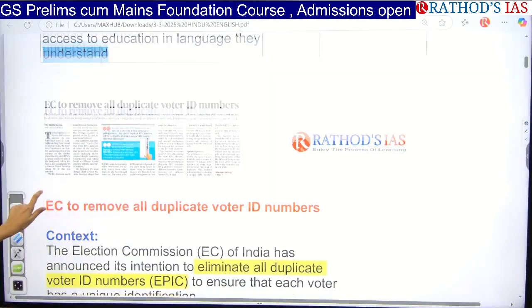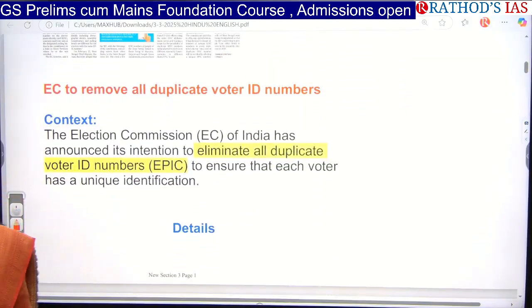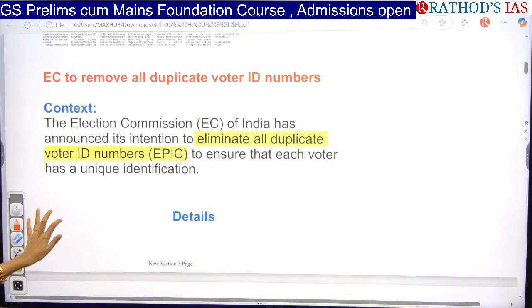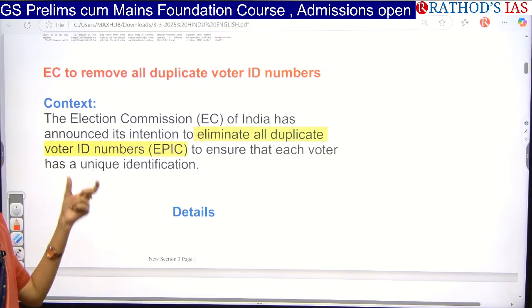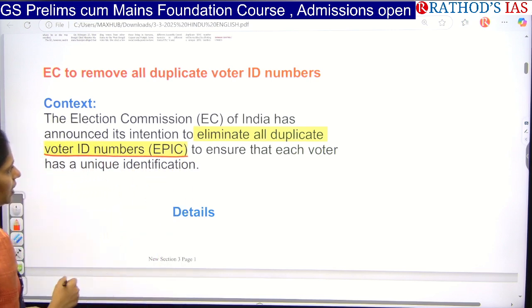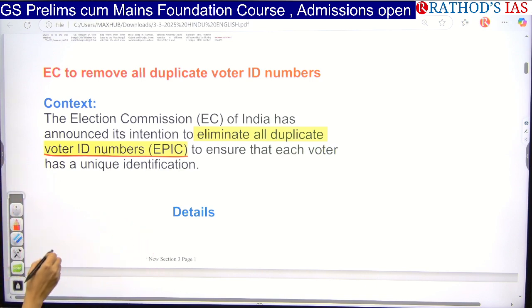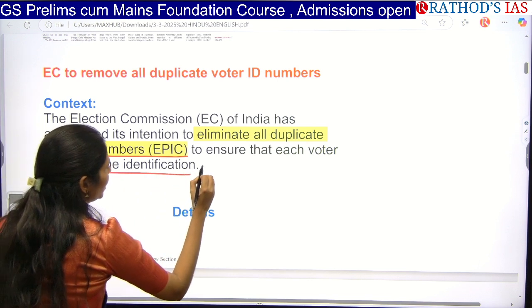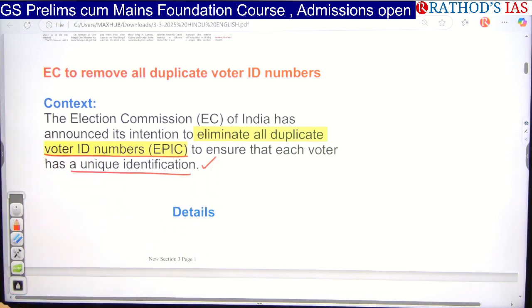Okay, now let us see this article. Now the Election Commission of India, that is ECI, has announced that they are going to eliminate all duplicate voter ID numbers. Okay, so why? Because ECI wants to ensure every voter has a unique identification. Based on that, they are going to eliminate all duplicate voter IDs.